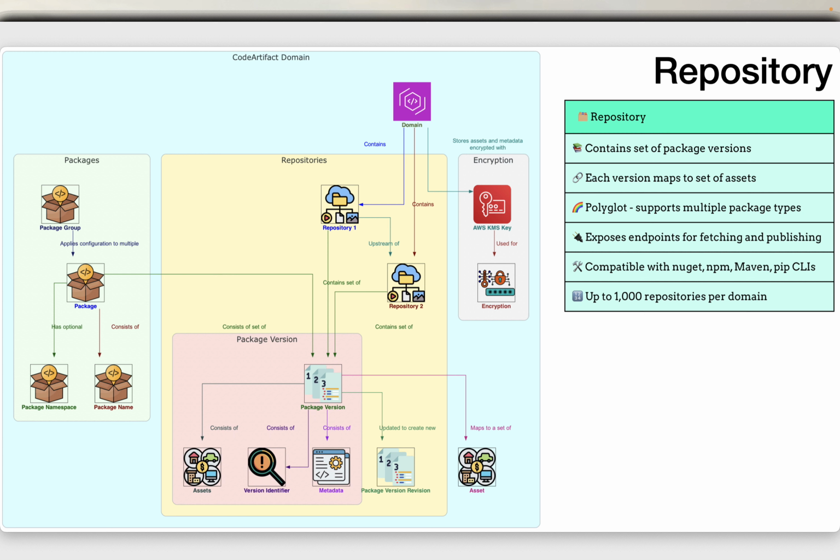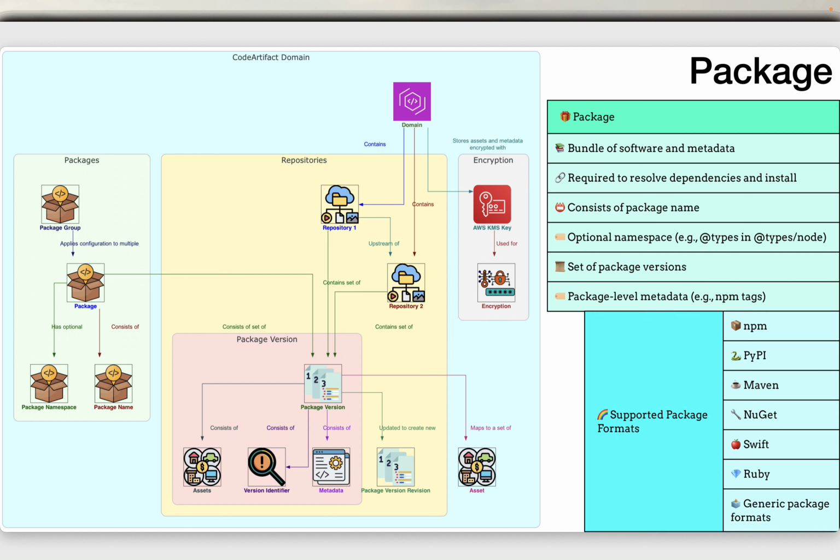So domain is the highest level entity, and under that comes the repository. So domain is something like an endpoint, like a URL, and under that you can have a named repository. Then you have a package.